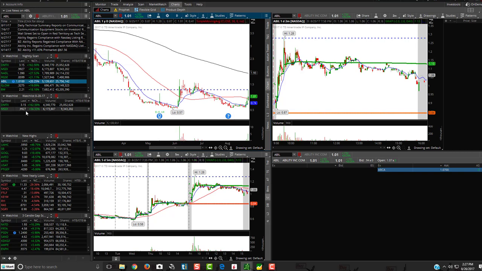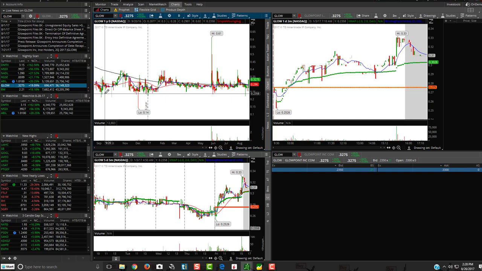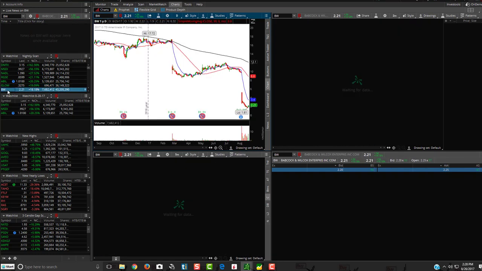So I will put ABIL on the watch list just because it's got some volatility to it. I don't like how it didn't really hold its highs very well, but it's hovering right around that dollar marker, and whole and $0.50 amounts are huge psychological support and resistance areas. So if it breaks $1 again and goes up and clears this $1.28, it may run. GLOW. Don't like this. This is all real choppy looking.